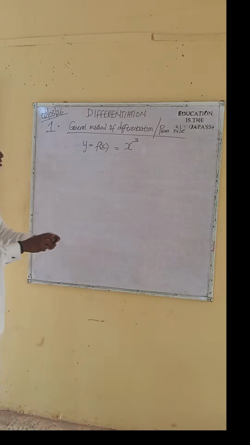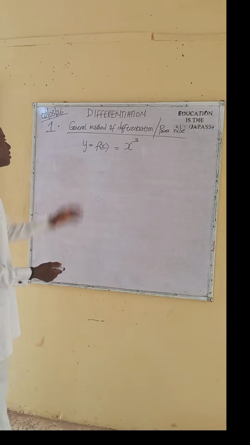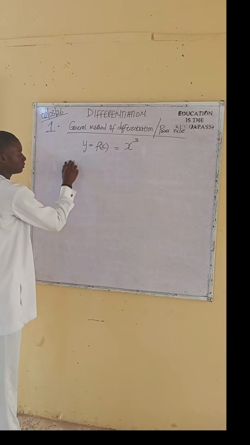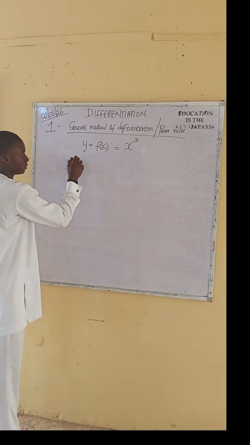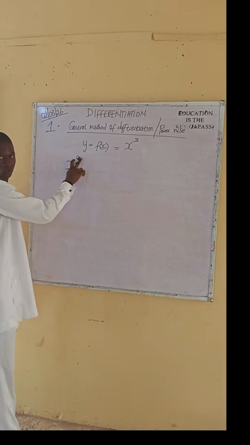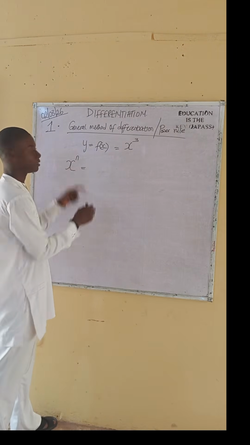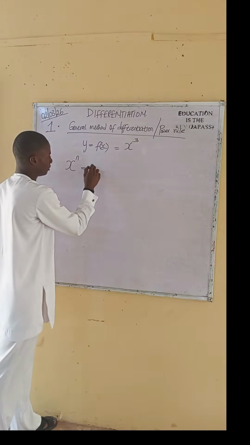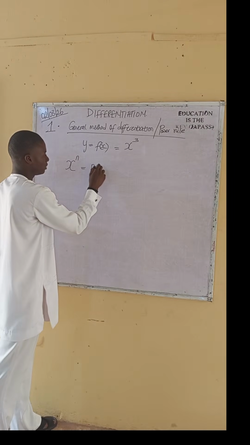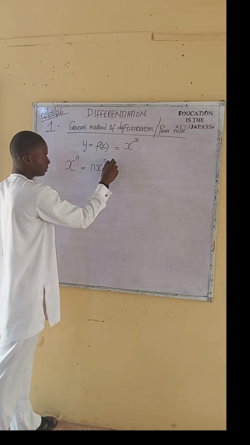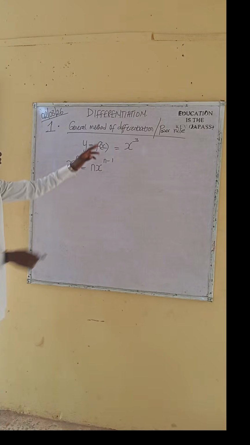Now, what does this method say? It says that if we have a variable raised to the power of anything, let's assume this is an unknown, the method is saying bring the power down, multiply it with the variable, then remove 1 from the power. This is what the first method is talking about.